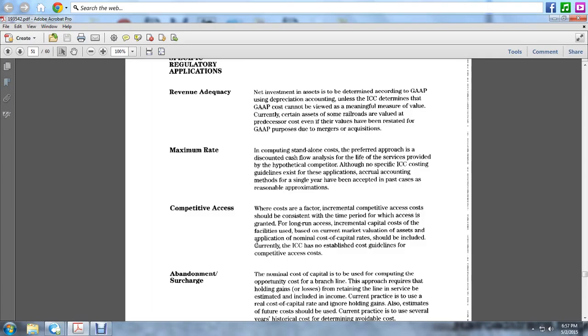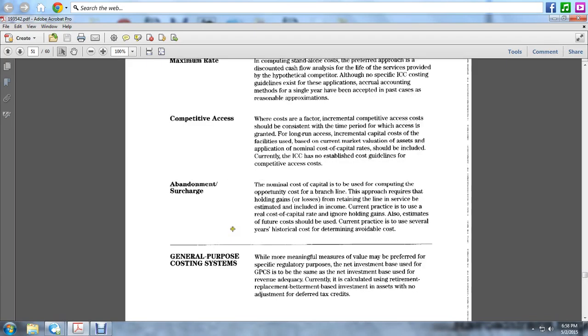the access is granted. For the long run, incremental capital cost of the facility is based on the current market value of the asset. The nominal cost of capital rate should be used, though currently the Interstate Commerce Commission has not established cost guidelines. Competitive access cost, abandonment and surcharge: the nominal cost of capital is to be used in computing the opportunity cost of a branch line.